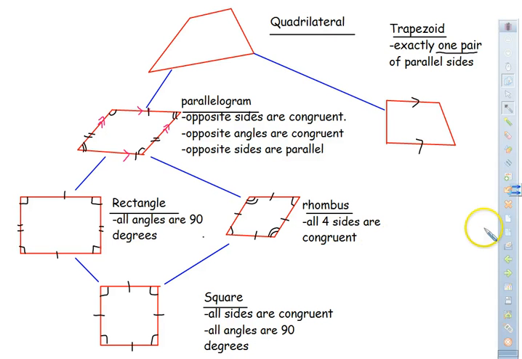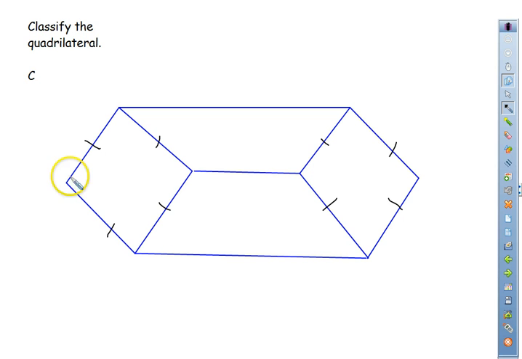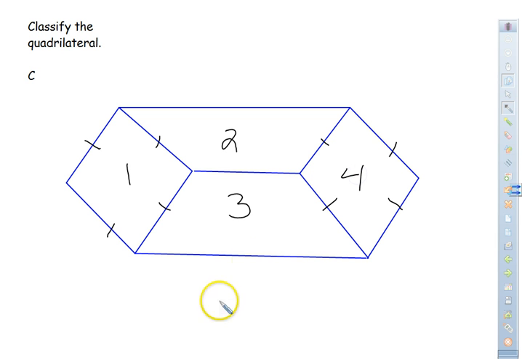So now let's look at the next one. It says classify the quadrilateral. Actually, what I want you to tell me are all the different quadrilaterals that are made up in this particular shape. There are 4 different ones. In fact, I'll label them 1, 2, 3, 4, and tell me what those are. So go ahead and do that right now. If you'd hit pause, please. Thanks.